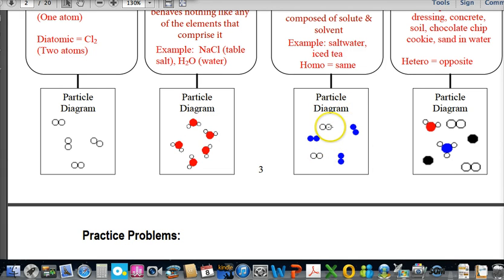In this case, this would be a homogeneous mixture. You have two different components. They have the open circles and the closed circles, and they're for the most part evenly distributed. This would be an example of a heterogeneous mixture, where you have, let's see, 1, 2, 3, 4 different components, and notice that they're not really evenly distributed. That would be an example of a particle diagram for a heterogeneous mixture.